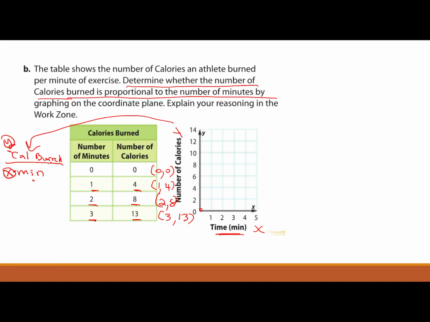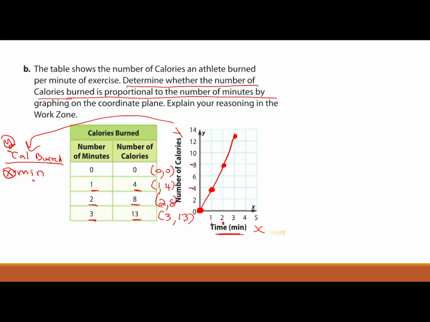So 0, 0. Okay, it starts at the origin. Maybe it's proportional. Let's do 1, 4. So 1, 4, that's here. 2, 8 is here. And 3, 13. It's looking good until we get to 3, 13. Now 13 is between 12 and 14. Okay. Now notice, this is straight all the way until we get here. This is not a straight line.